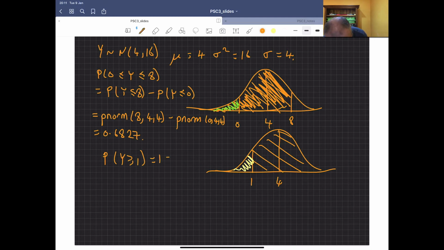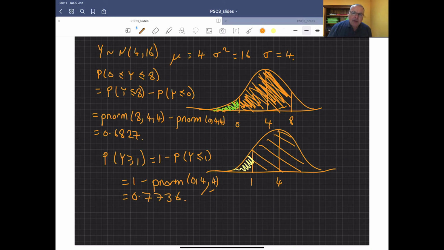So that's going to be 1 minus the probability y is less than or equal to 1, which equals 1 minus pnorm(1, 4, 4), which is equal to 0.7734. This is such a common calculation we do where we want to do greater than. There's actually a quick way of doing it in R. Go and look at the notes, it shows you how you do that.